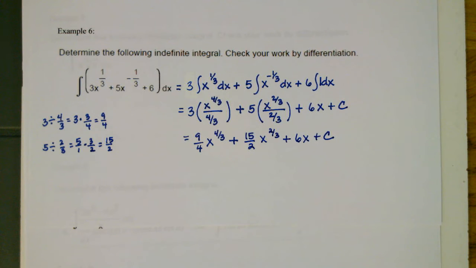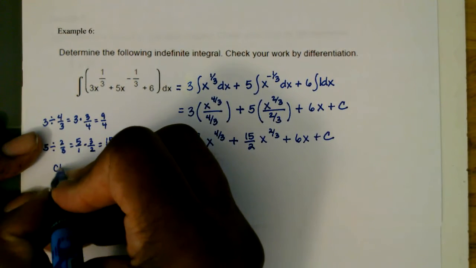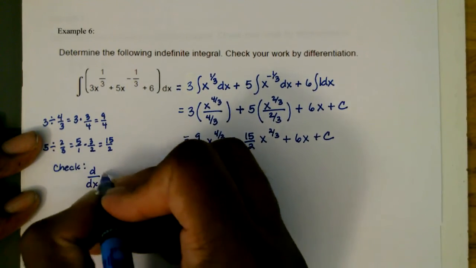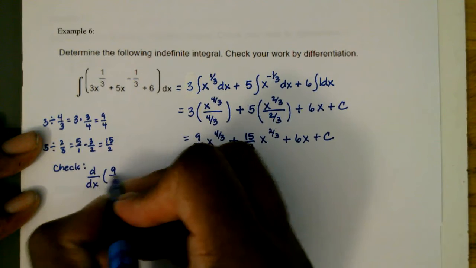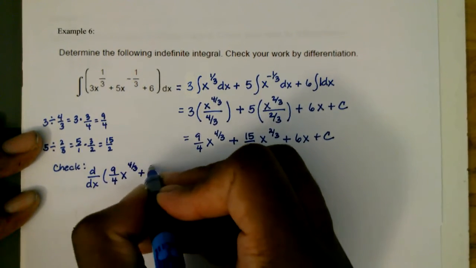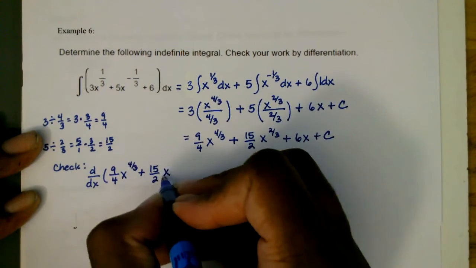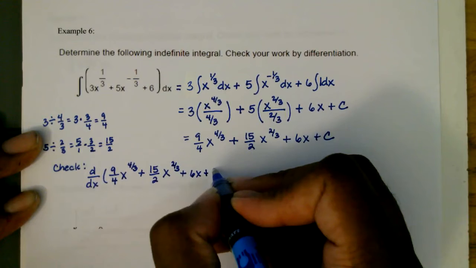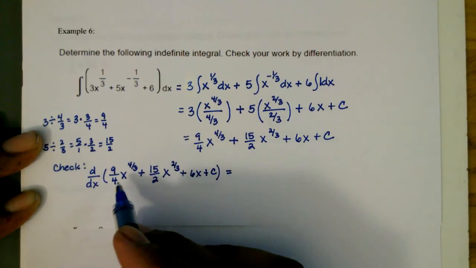Okay. That would be what the integral is. Now it does say check the work by differentiation. So here's what the check would look like. If I take the derivative with respect to x of 9/4 x to the 4/3, plus 15/2 x to the 2/3, plus 6x, plus some constant c, I'll get this. Bring this power down, 4/3 times 9/4.